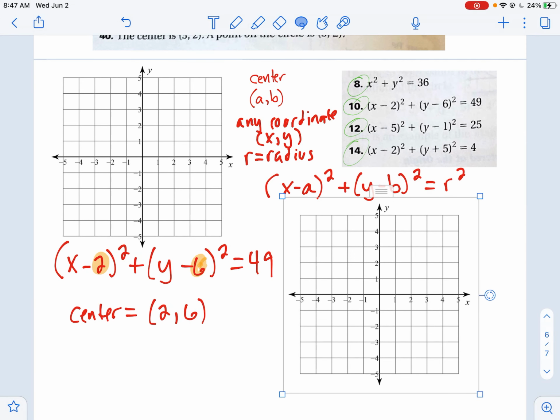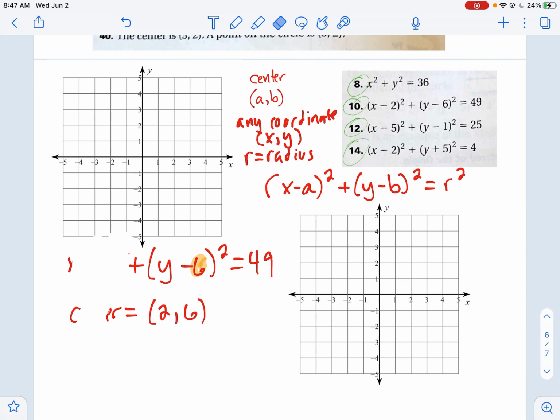Okay, we're going to go over today how you can graph a circle when given an equation. So first things first, we want to talk about the standard form of a circle equation.